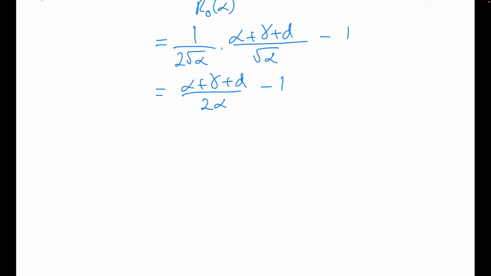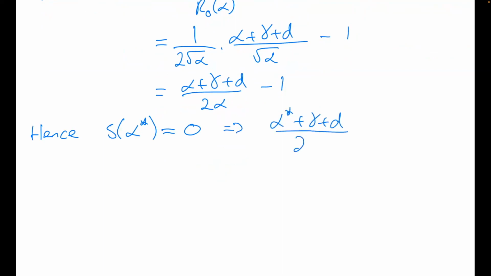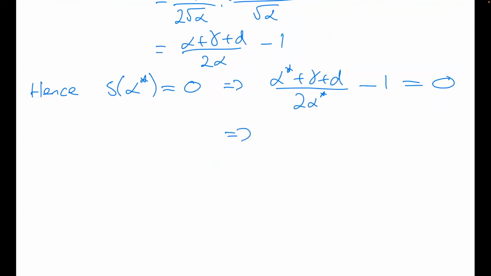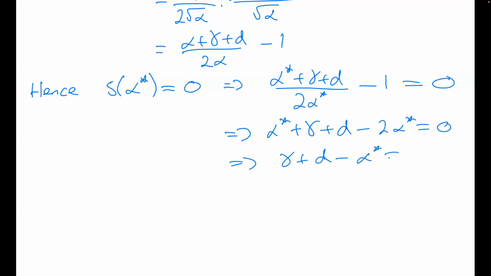If I want to find my singular strategy, I need to set this selection gradient equal to 0. I'm calling alpha star my singular strategy that satisfies this equation. In other words, alpha star plus gamma plus D over 2 alpha star, minus 1, must equal 0. If I multiply throughout by 2 alpha star, I'll get alpha star plus gamma plus D minus 2 alpha star is equal to 0. Or gamma plus D minus alpha star is equal to 0. In other words, alpha star, my singular strategy, is equal to gamma plus D.